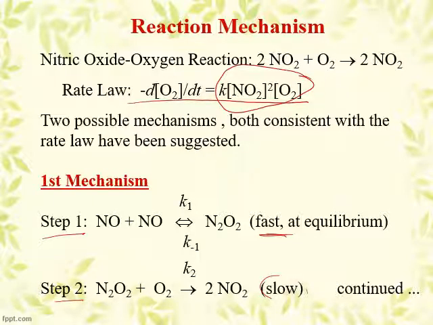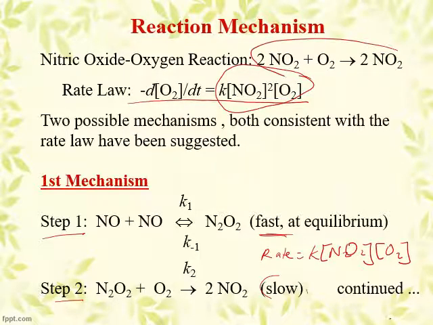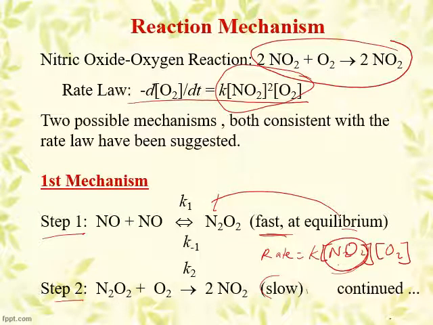What we need to do first is write the rate law based on the rate determining step, the slow step. So the rate is k N2O2 O2. Note that in the overall reaction there is no N2O2, meaning N2O2 here is the intermediate, which shouldn't be in the rate law. So we have to replace this, using step 1, the fast step.